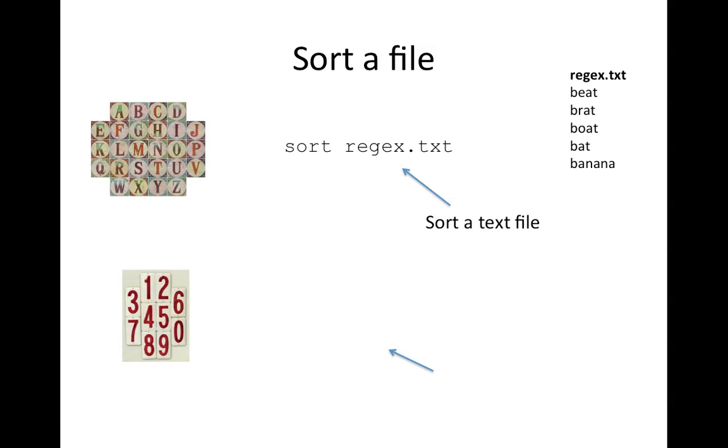Just sort, assuming that the file is one column. We say sort and the file, and then it will sort for us. If we know that the file is composed of numbers, then we just need to say -n, and it will sort as numbers.